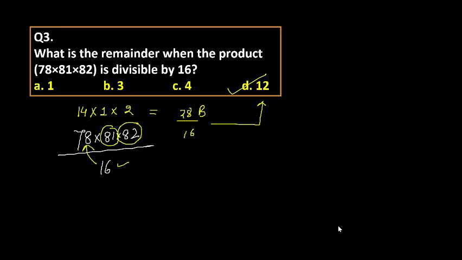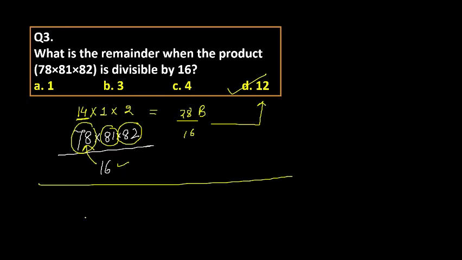6 into 1 into 2. Mari, why is it 6? Should be 14 and 1 and 2, right? Because 16 fours is 64. Your remainder is 14 here, not 6.